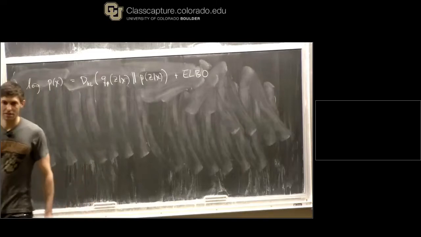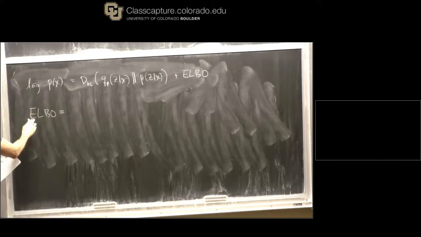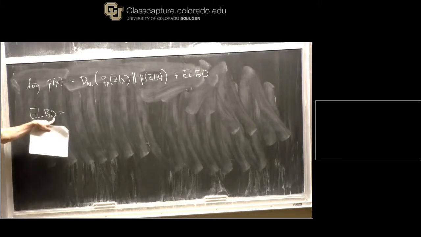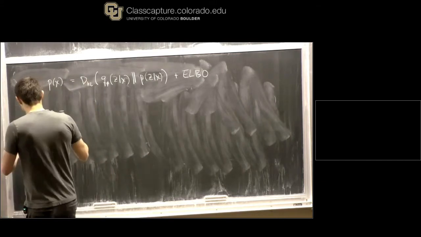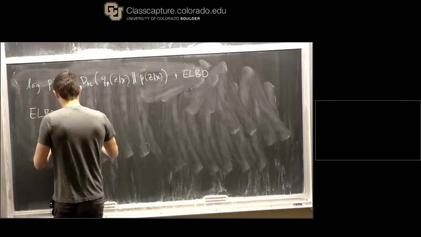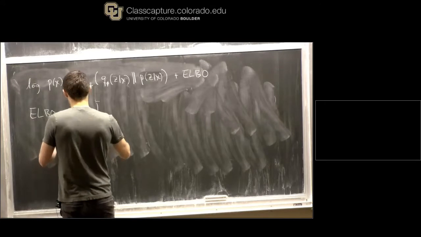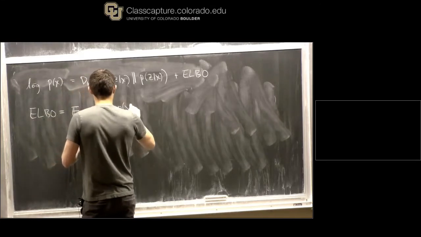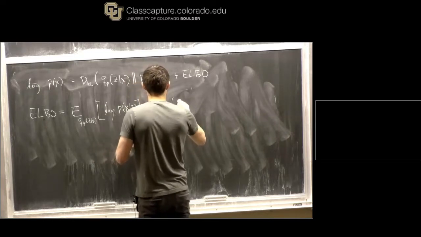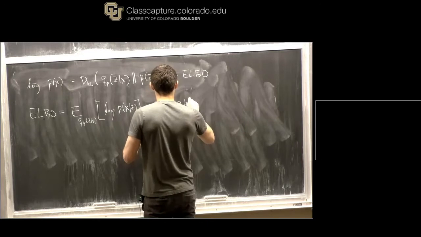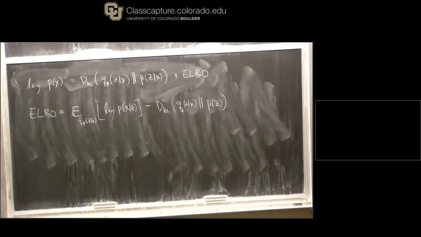which is often called the ELBO. ELBO stands for evidence lower bound. Why the O in bound gets an O, but the O in lower doesn't, I don't know. It's called the ELBO. The ELBO is the average with respect to this Q distribution of Z given X of log P of X given Z, minus the Kullback-Leibler divergence between Q and the prior P. So there's a lot to take in here.